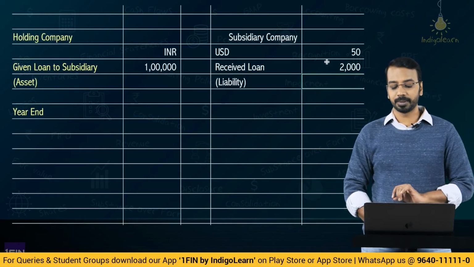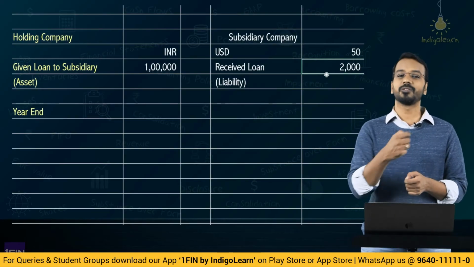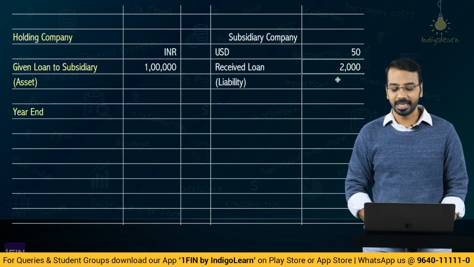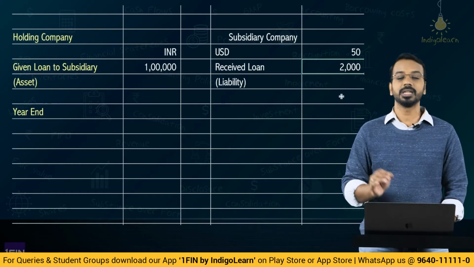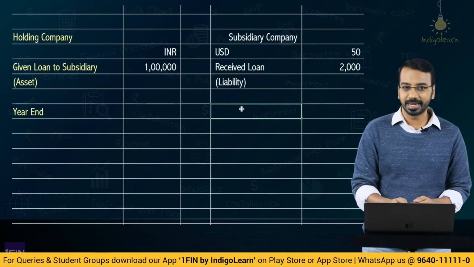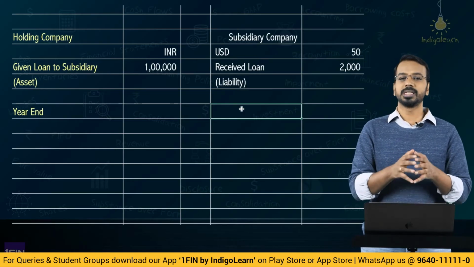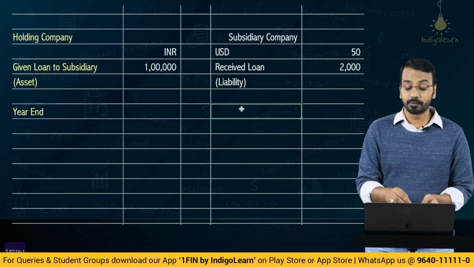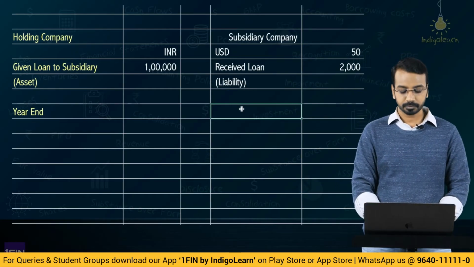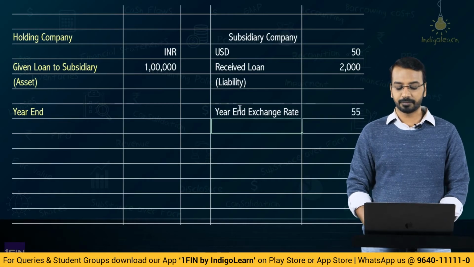Look at the subsidiary company. The subsidiary company has taken a loan in INR, which is a foreign currency for the subsidiary. They have converted that into functional currency and showed the loan as $2000 payable. So, at the year end, this loan has to be restated. Now, say for example, the USD INR exchange rate has moved from 50 to 55. Okay, so year end exchange rate is 55.